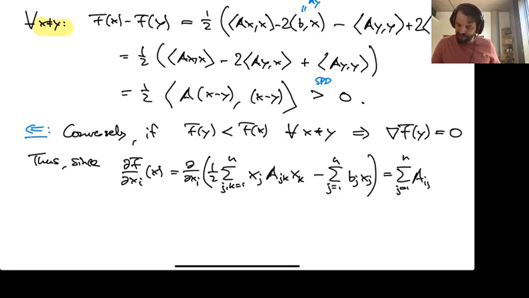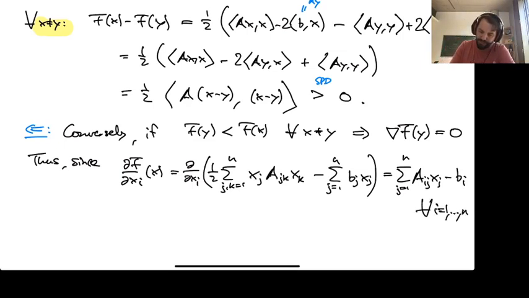aij xj minus bi. So here only when I have xi do I get a contribution, and it's bi, and here I get two contributions, once when this is xi, once when that is xi, so the half cancels, and because of symmetry it doesn't matter whether it's the left or the right of them. And this is true for all i equals 1 to n.